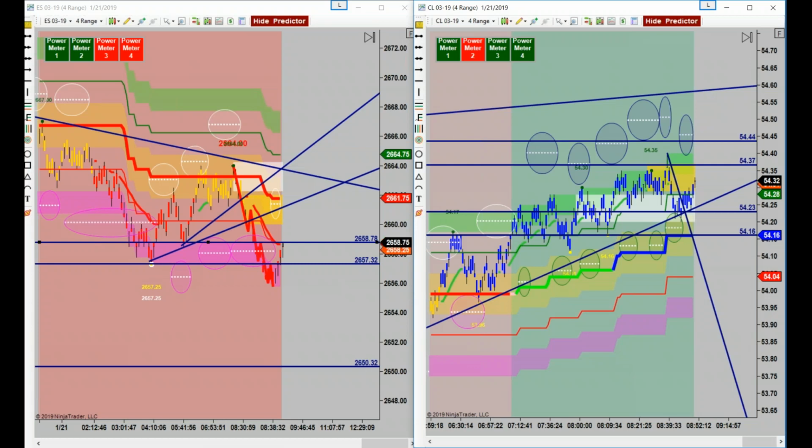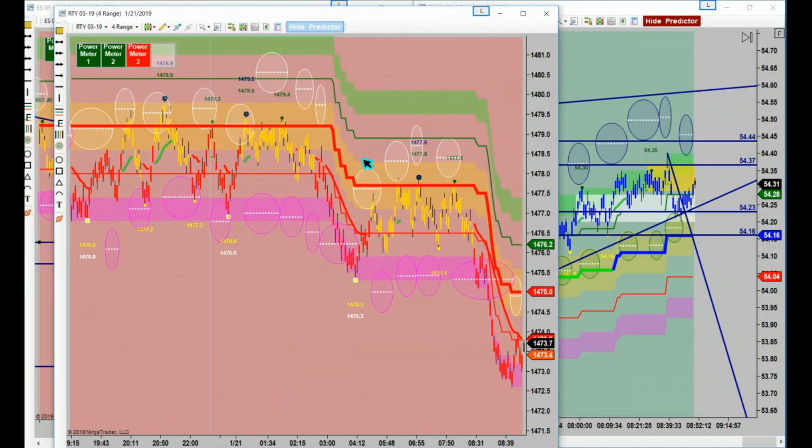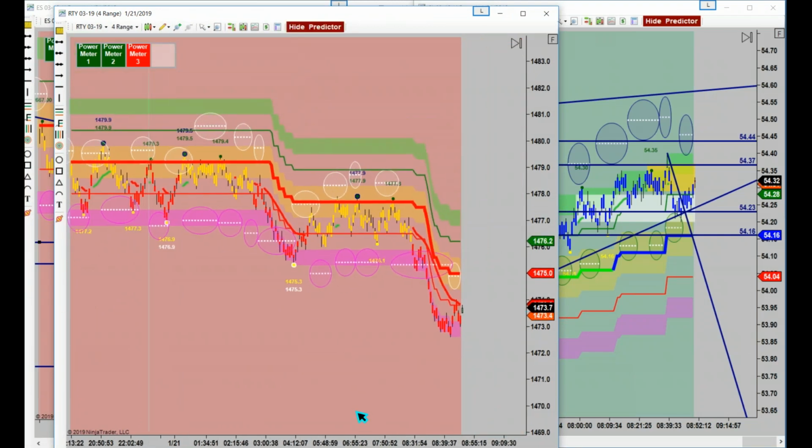Anybody watching Russell? Is Russell heading up yet? Because ES could start following suit very possibly. Let me check a Russell chart here real quick. That's one reason that we do like having Russell. No, Russell's actually still doing its thing to the downside too so far.